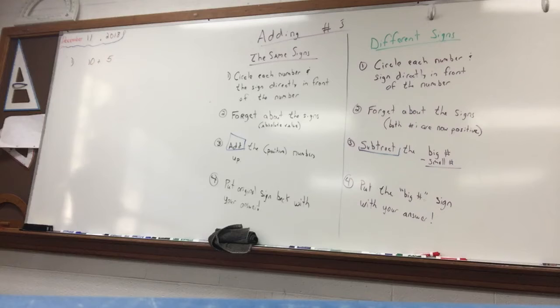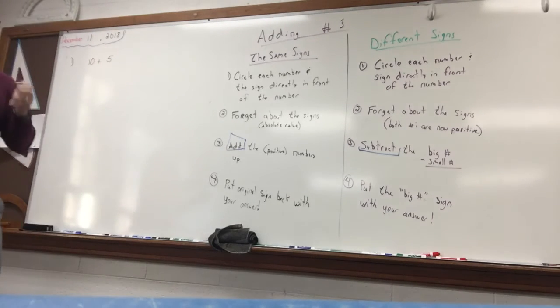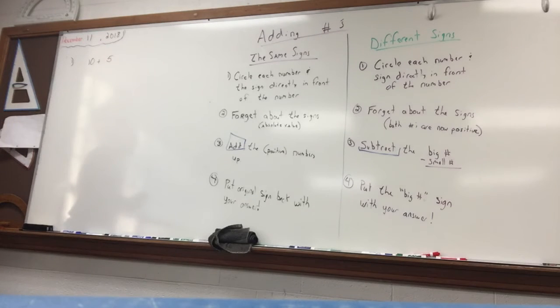So 10 plus 5. We all know what the answer is. Trevor, what's the answer of 10 plus 5? 15, okay? We know how to do this. But humor me. Let's do the rules. Both rules are the same because that tells me whether it's the same signs or different signs.